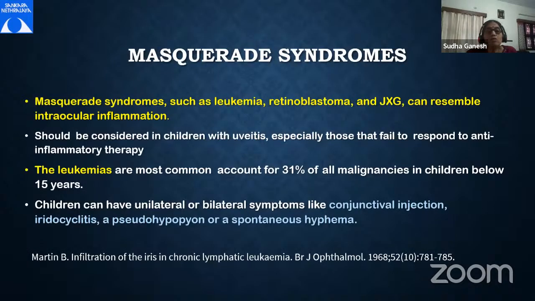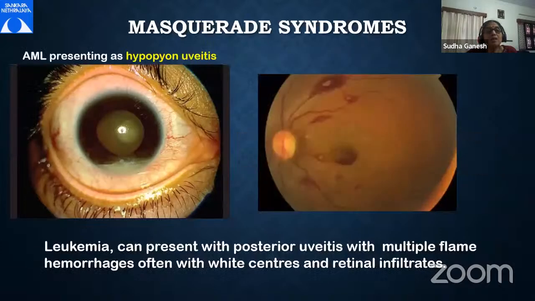Coming to the masquerade syndromes like leukemia, retinoblastoma, juvenile xanthogranuloma, they can resemble an intraocular inflammation. They should be considered in children with uveitis, especially those that fail to respond to anti-inflammatory therapy. Leukemias are the most common, accounting for 31% of all malignancies in children below 15 years. The children can have unilateral or bilateral symptoms like a conjunctival injection, iridocyclitis, or the presentation can be a pseudohypopyon or a spontaneous hyphema.